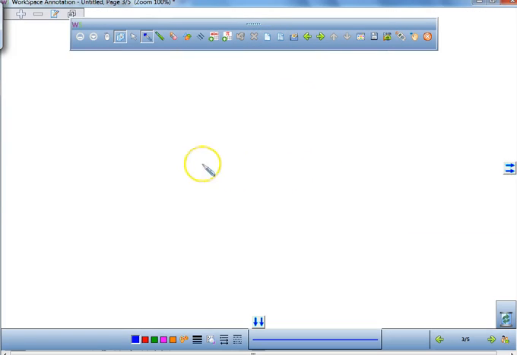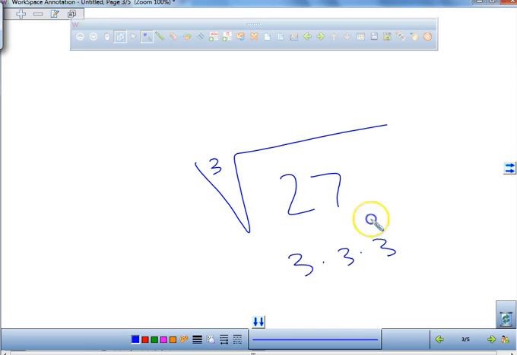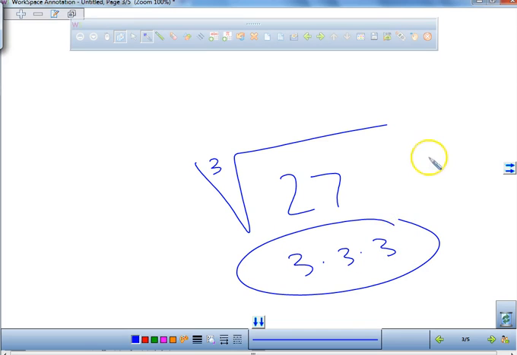Now, if you see something like a cubic root, you say, what's the cubic root of 27? Now it's not looking for groups of 2, it's looking for groups of 3. So if I have a 3 times a 3 times a 3, now I'm looking for groups of 3. So the cubic root of 27 would just be the answer of 3.